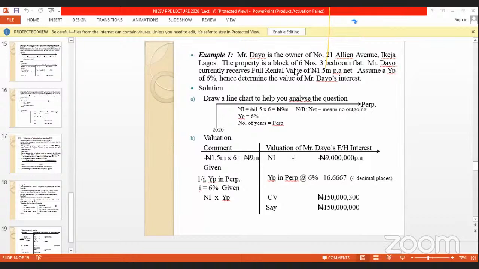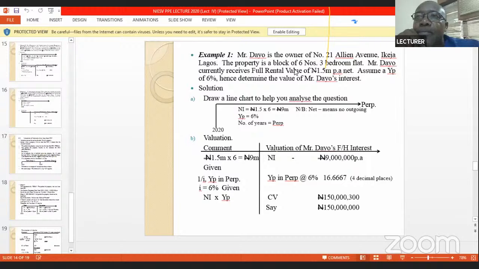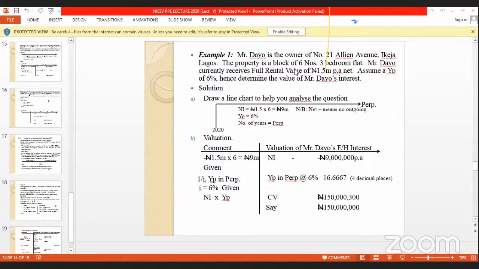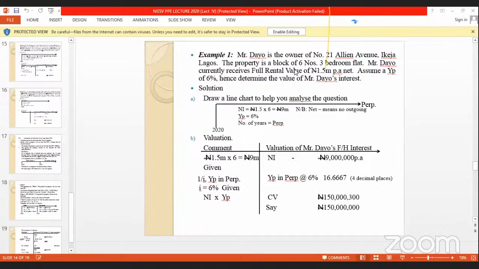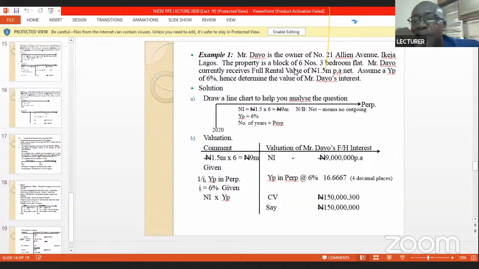What's the difference between head rent and rack rent, sir? Rack rent is full rental value. Head rent is rent that is less than full rental value, when a landlord collects a rent.